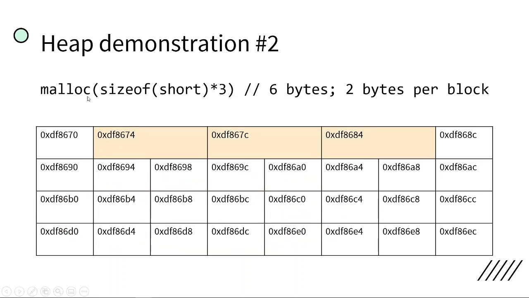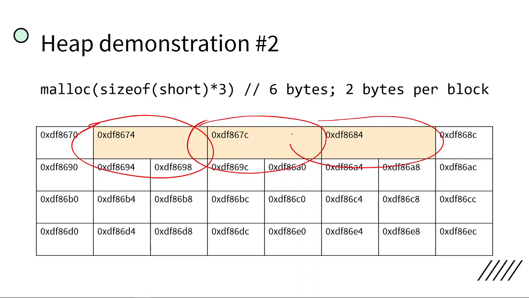Next, we allocate size of short times 3, which is basically 6 bytes. However, there are 2 bytes per block because si short kay 2 bytes ra ang iyahang size. So this is kani first block, second block na 2 bytes, then third block na 2 bytes. Overall, 6 bytes ni sila tanan kung imong add.